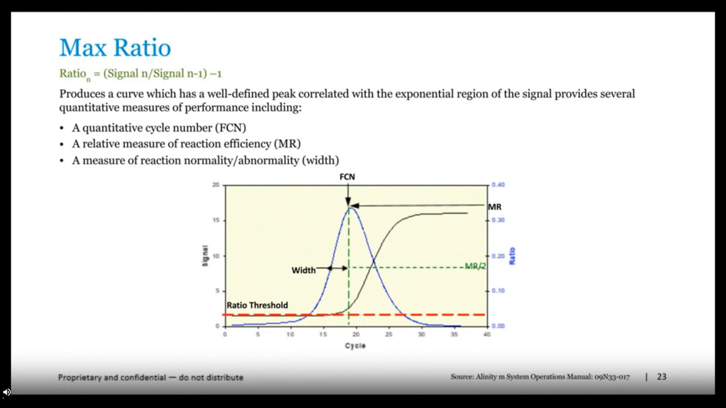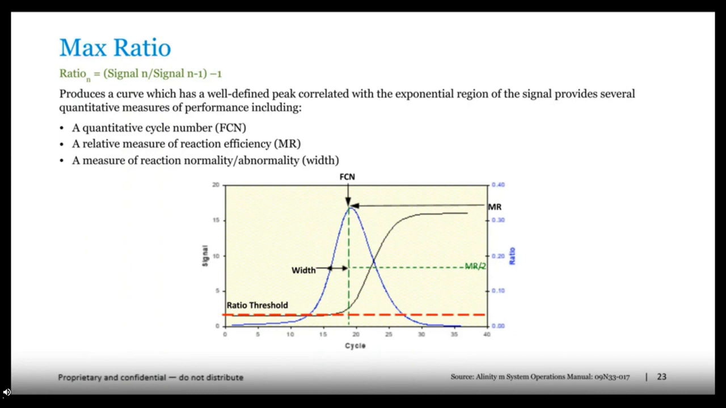And it identifies a consistent point very within or very near the exponential region of the PCR growth curve, compared to other analytical techniques that generate only a cycle number and relative measures of amplification efficiency and curve shape. By using these values, the max ratio method can make highly reliable reactive, non-reactive determinations along with quantitative evaluation, particularly at the low end of the measurement range.